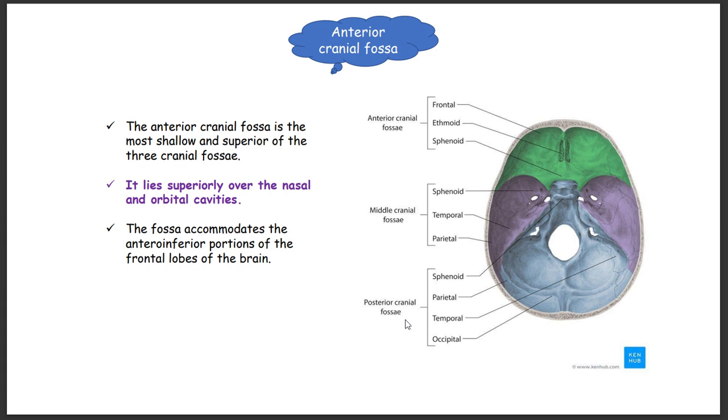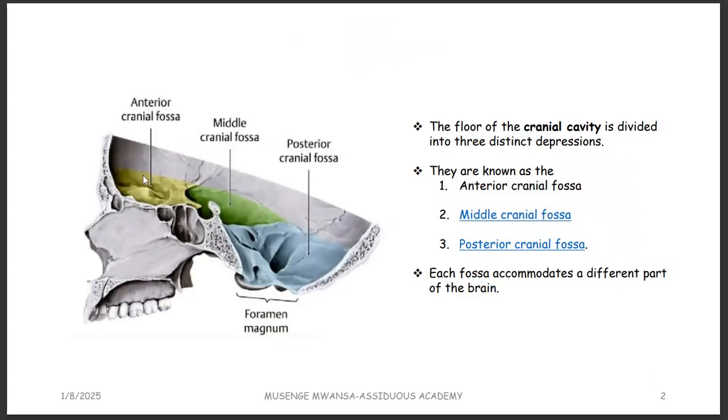The posterior cranial fossa is also going to have part of the sphenoid. You know, this big bone here on the middle is a sphenoid, and then the parietal bones also, and the temporal bones on the sides, and the occipital bone. The anterior cranial fossa is the superior most cranial fossa. As you can see, even here it is the topmost.